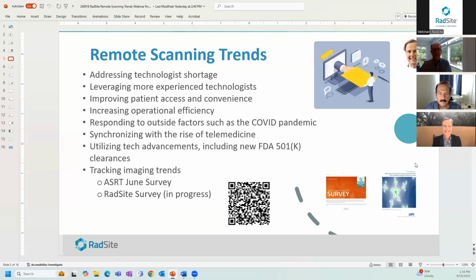Thanks, Dr. Siegel. There's a QR code here. Is that code for folks who are itching to participate in the RadSite survey, I'm assuming? Yes, that's correct. Scan that code if you are involved with the remote scanning program and would like to weigh in. It's a lot of questions. We'll release the study later this fall to further effectuate more public policy discussion on these issues. Okay, great. Thanks. Next slide.